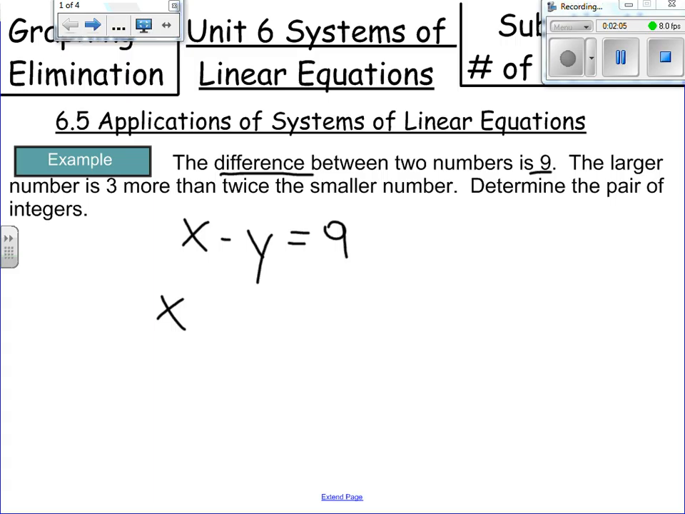It's 3 more. How would you do 3 more in math? Times. Nope, that's 3 times. What's 3 more? Yeah, 3 more is addition. Twice the smaller number. What's twice the smaller number mean? Times. Right, so x is 3 more, 3 plus, twice the smaller number.